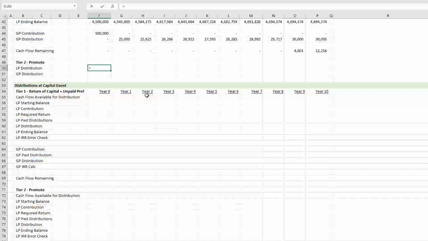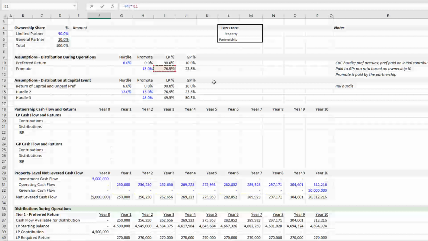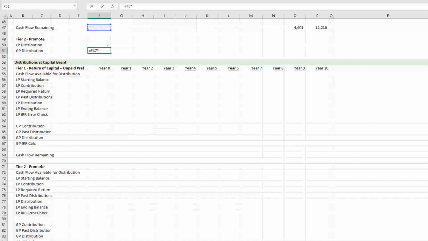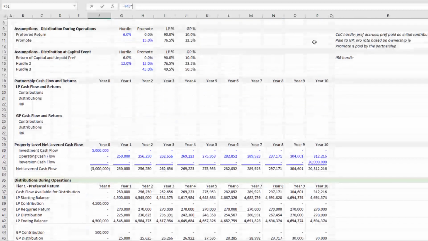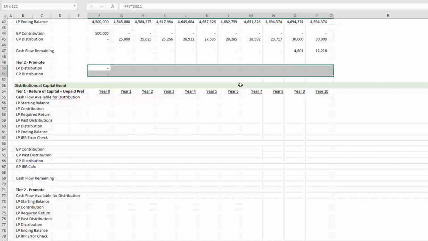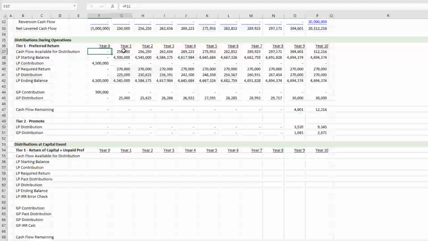The LP's distribution in the second tier is equal to the cash flow remaining multiplied by the LP's distribution percentage in that promote tier during operation. Hit F4 on that. And the GP's is equal to, again, any cash flow remaining multiplied by the GP's distribution percentage in that tier. F4 on that. And then we can fill that out to the right. And what we should find now is that 100% of this cash flow has been distributed between these two tiers.